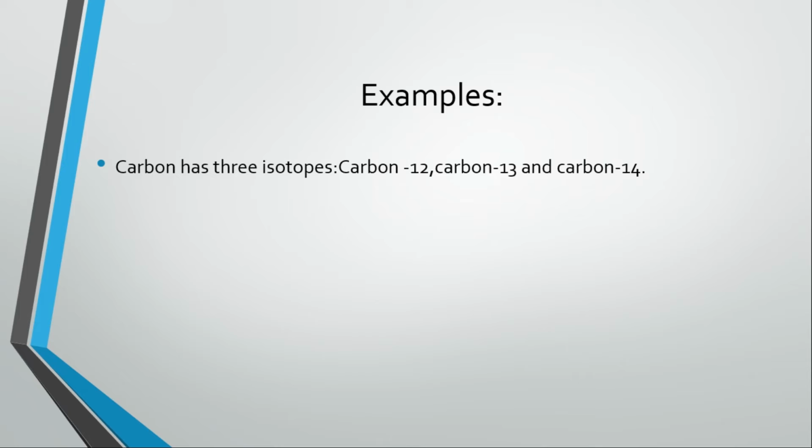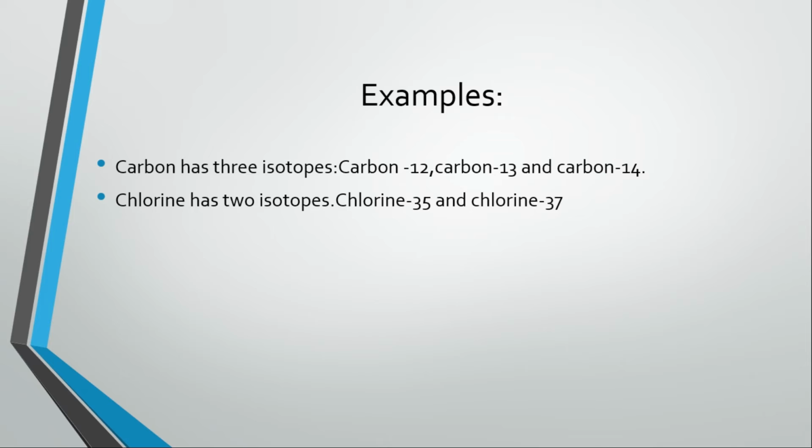So there are certain examples like carbon. I told you it is having three isotopes, carbon 12, 13 and 14, and in this the mass number carbon 12 is the most abundant in nature. Then we have chlorine with two isotopes, that is chlorine 35 and chlorine 37, and the neutron number is going to change in all these cases, but not the proton and the electron number.